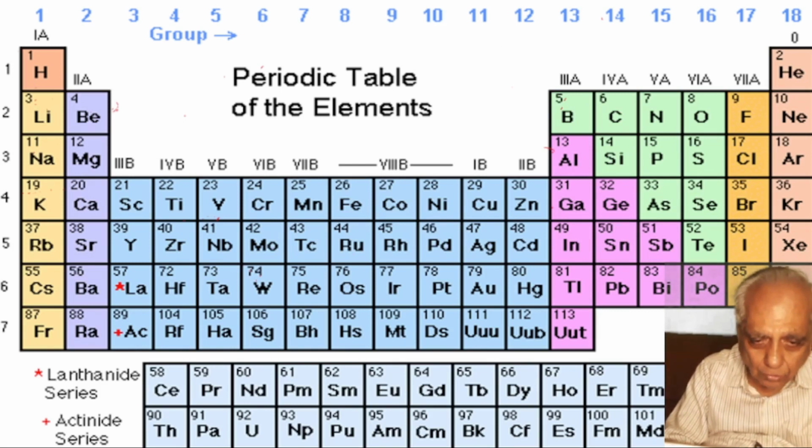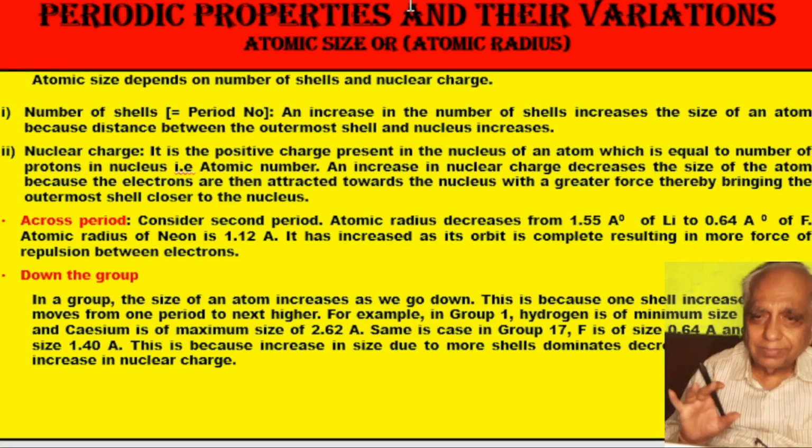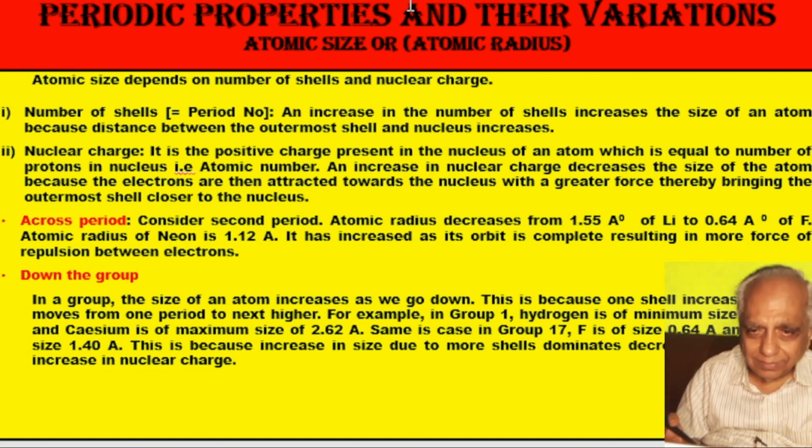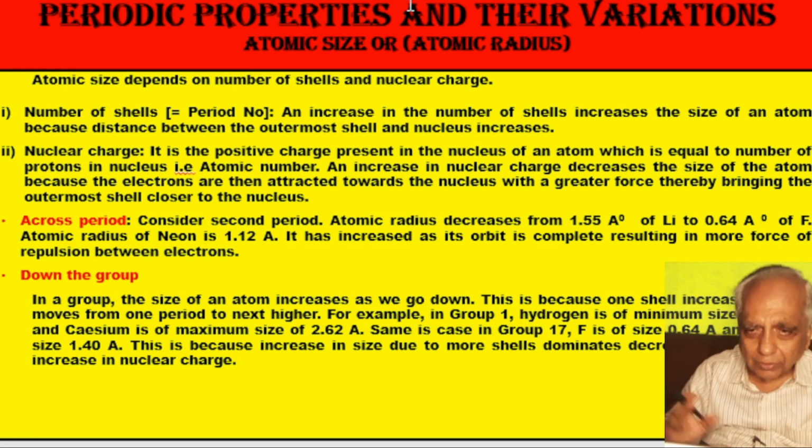Okay. So now let us try to study the variation in properties one by one. First we will see atomic size. How does the atomic size change along the period and down the group? Now it is very obvious that if the number of shells is increasing, then the size of the atom will increase. 1 orbit, 2 orbit, 3 orbit, 4 orbit, 5 orbit. Definitely the size of an atom having 5 orbits is more as compared to 4. So this is a very important fact.